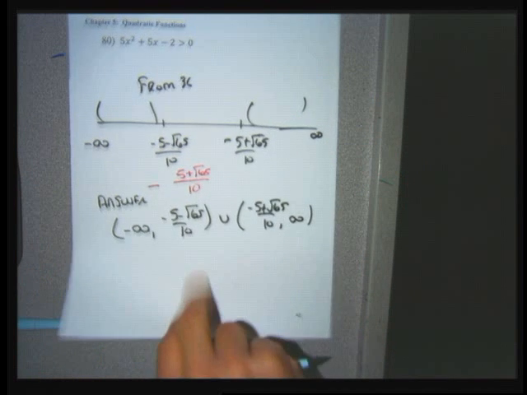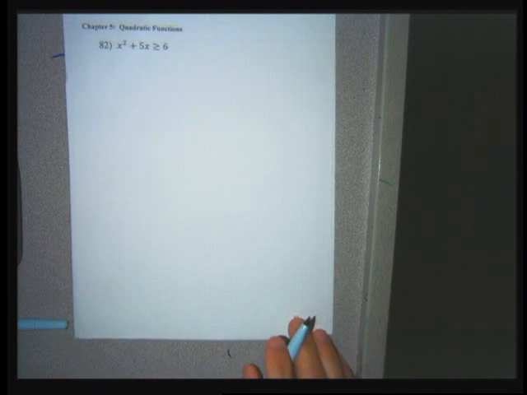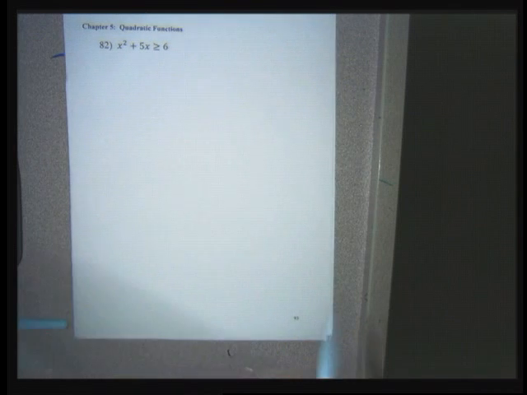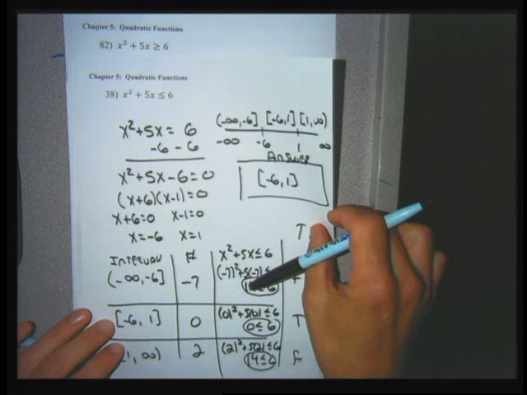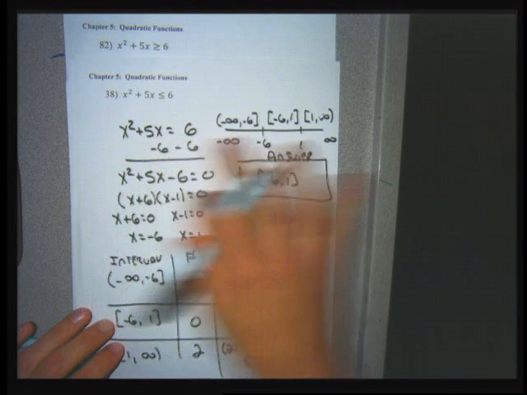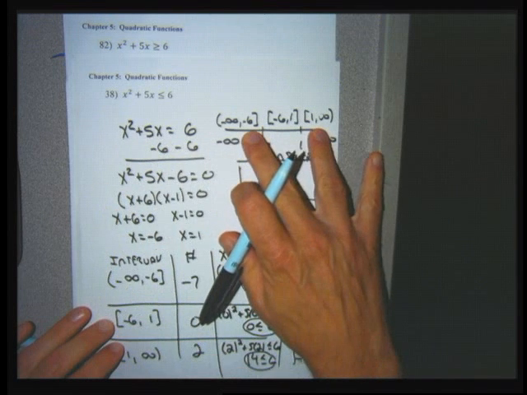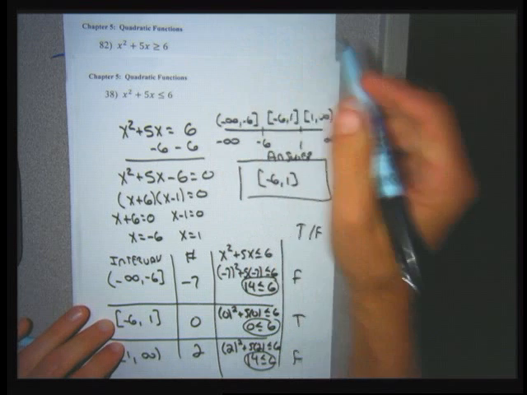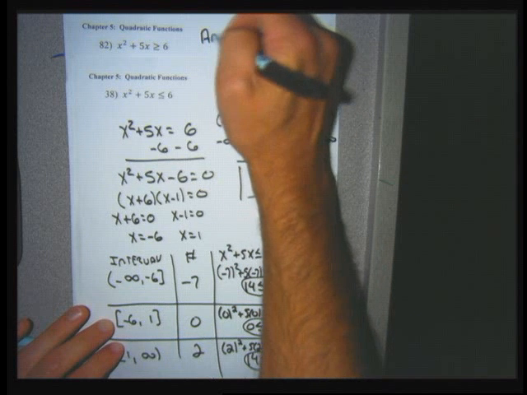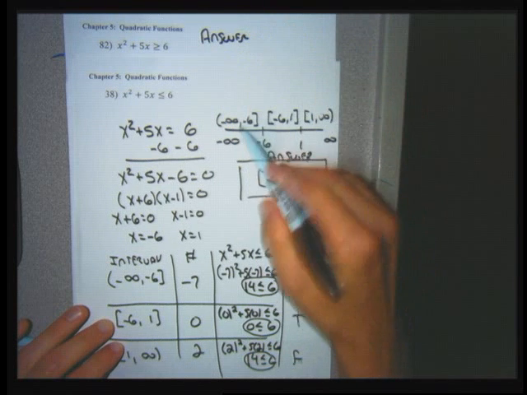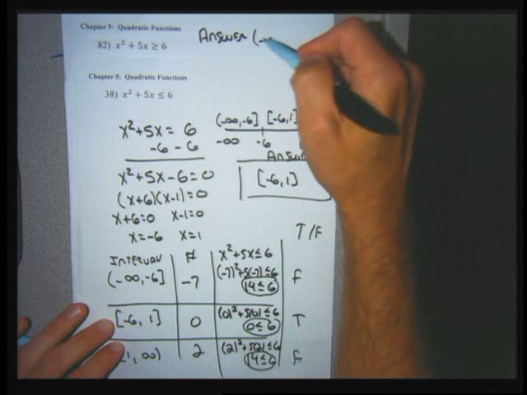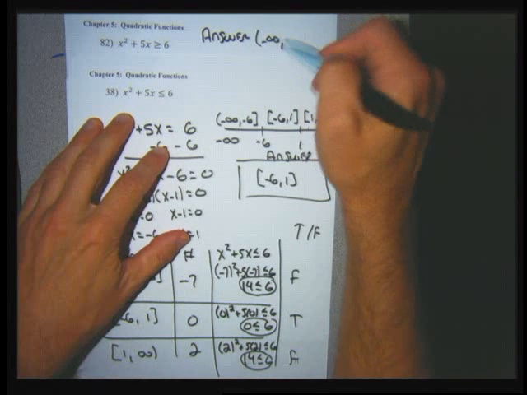All right, one last problem. And then if you need to see more, come visit me. I'll do more for you. When I look at problem 82 and I look at problem 38, they're essentially the same problems. The number line that I got for 38 is going to be the same as the number line I get for 82. I believe my answer is going to be those outside intervals. Now, full out do it. The outside intervals are negative infinity to negative 6.